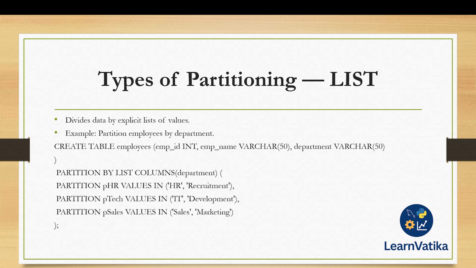So the first partition will store the data from HR and recruitment department. The second partition will store data from IT and development, and the third partition will store the data from sales and marketing. In this way we can use an explicit list to partition the data.